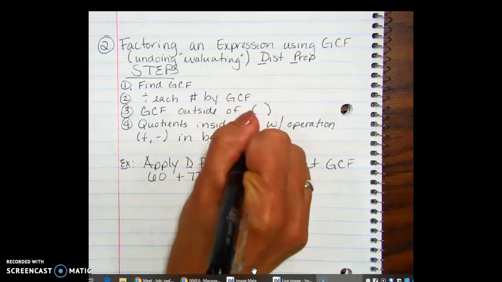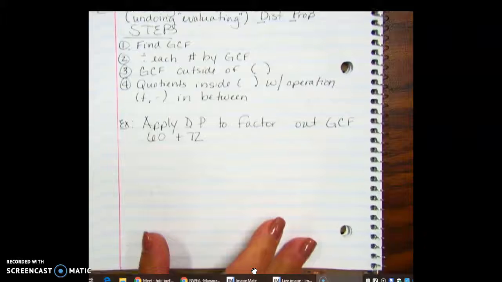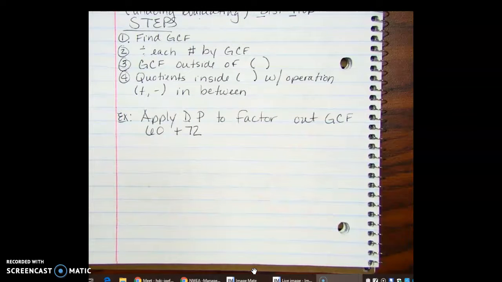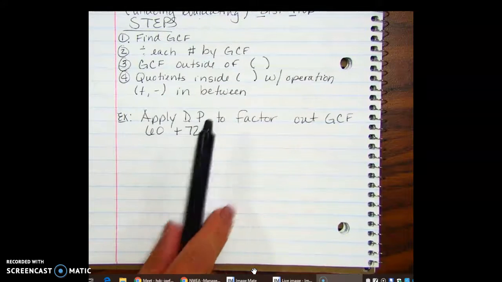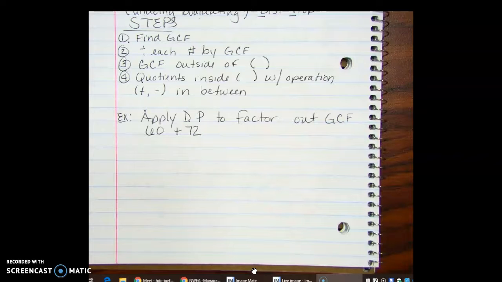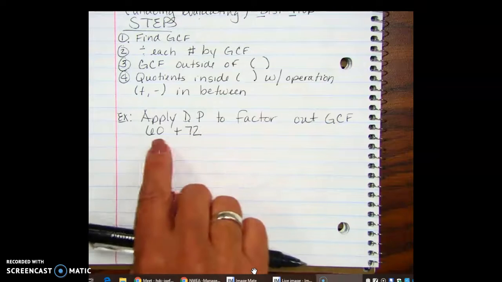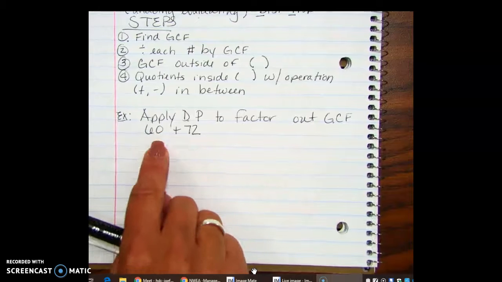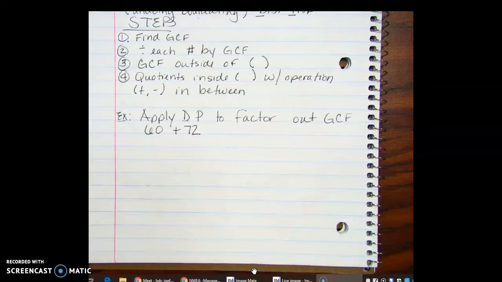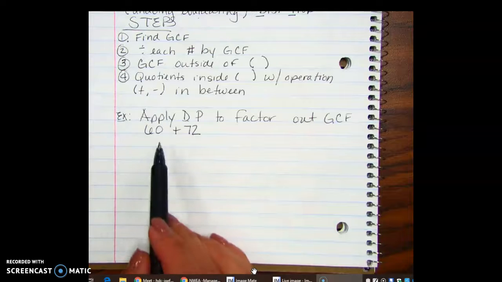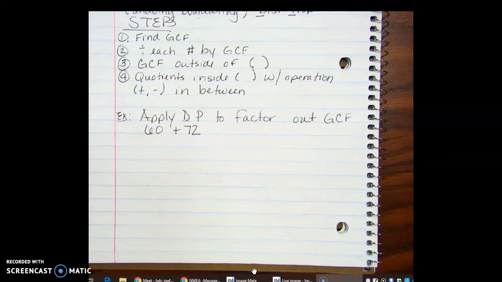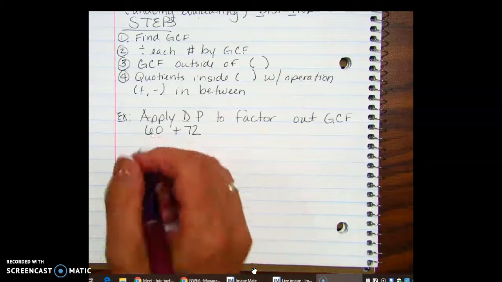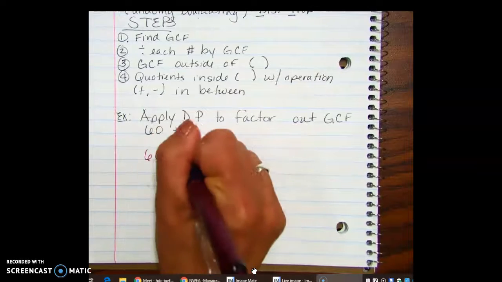All right, let's work it out. And we're going to check mark as we go. We're going to use different colors. So it says apply the distributive property to factor out the greatest common factor. When you see this, you notice there's no parentheses, but we're going to try to make it so there are parentheses. Okay, so first step is to find the greatest common factor between 60 and 72.